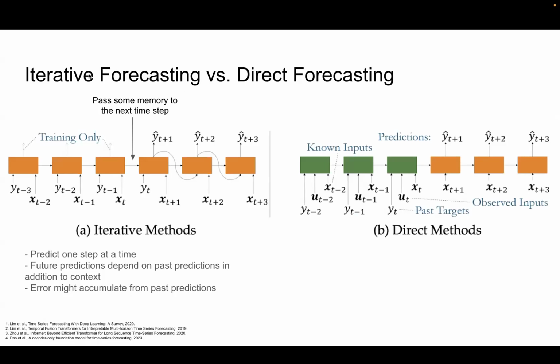And the last idea I want to introduce is iterative forecasting versus direct forecasting. The iterative method is when we predict one step at a time and then feed our past predictions back into the model and make the model predict the next step again. The disadvantage of doing this is that the error might accumulate from our past predictions.